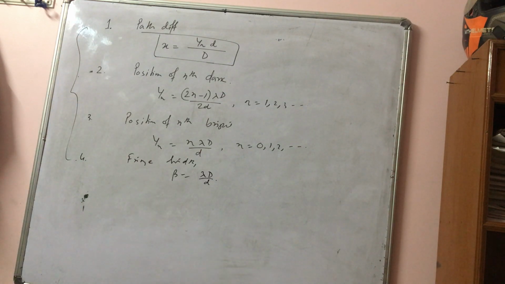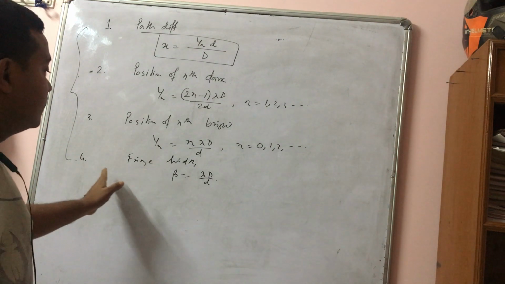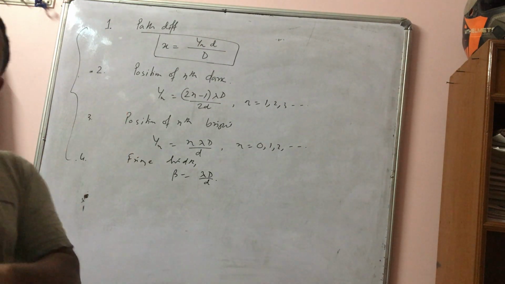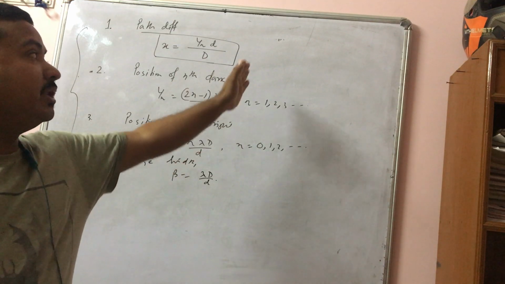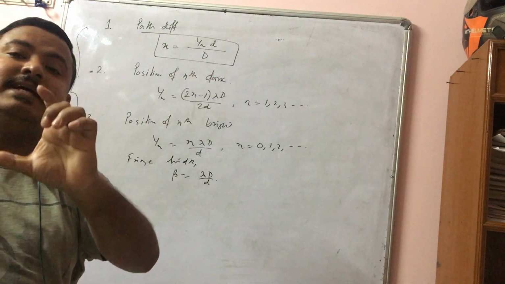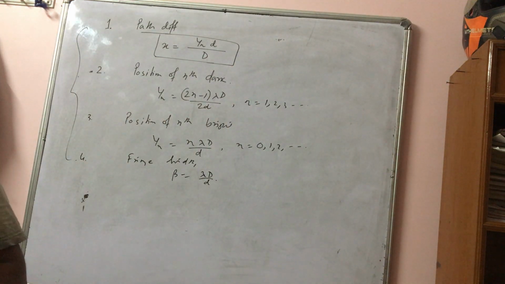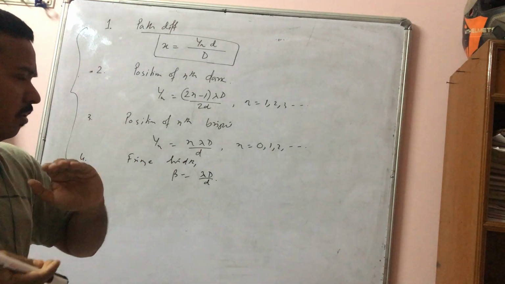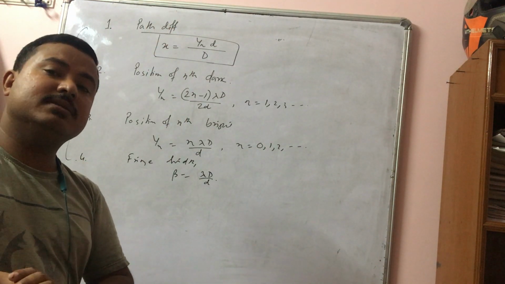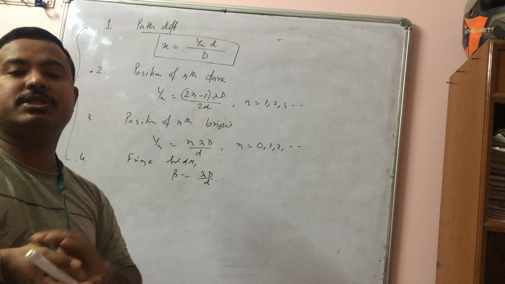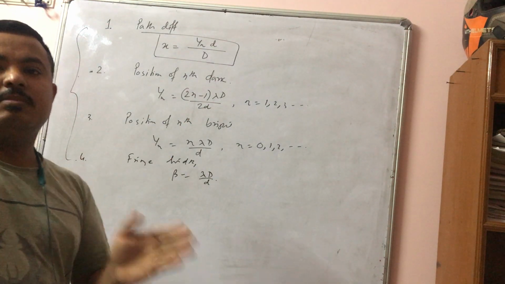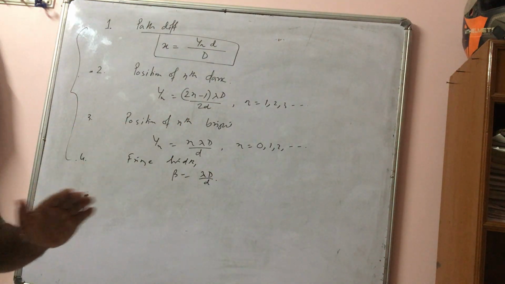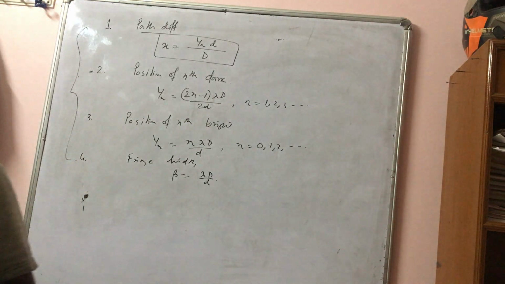So this is all about today's class. Thank you. Tomorrow I will discuss what will change if we place a transparent sheet in the path of any one of the beams. I will show that there will be a change in the path difference, so there will be a change in the positions. It is called fringe shift. In my next class, I will discuss the fringe shift. Okay. Thank you.